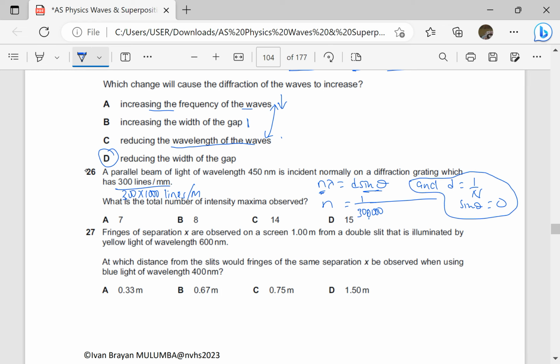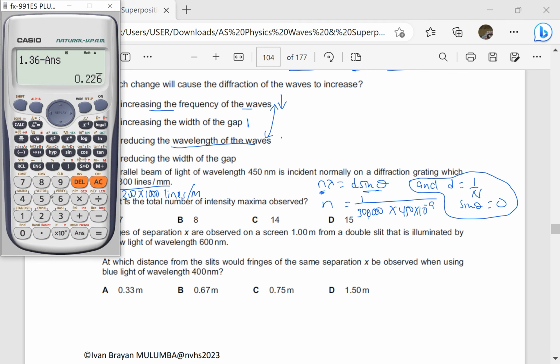So 1 over 300,000, we take lambda in the denominator, so that will be times 450 times 10 power negative 9. So we have to open our brackets. We'll just start with 300,000 times 450 exponent negative 9.